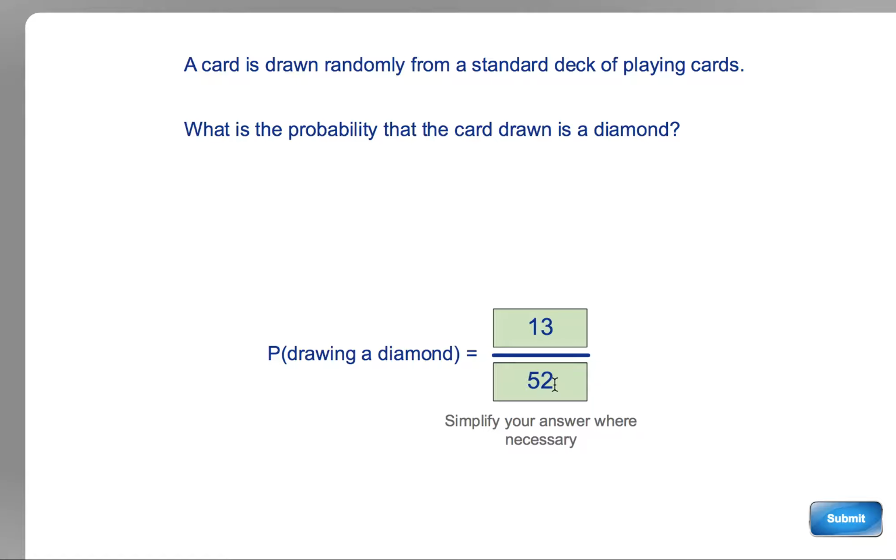So far, so good. But you also need to think to yourself, can you simplify this? Can you make this a simpler fraction? I actually know, because I play a lot of cards, that there are 4 13s in 52. So it's actually 1/4, 1 out of 4. That's very obvious if you think about it. How many suits are there in a pack of cards? There are 4 suits, and so the chance of getting a diamond is the chance of getting 1 out of the 4 suits.